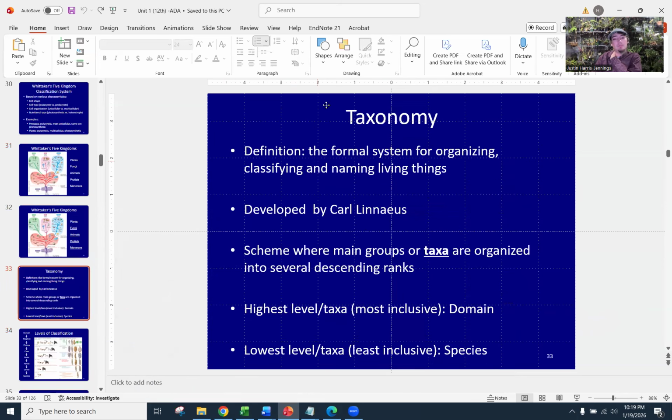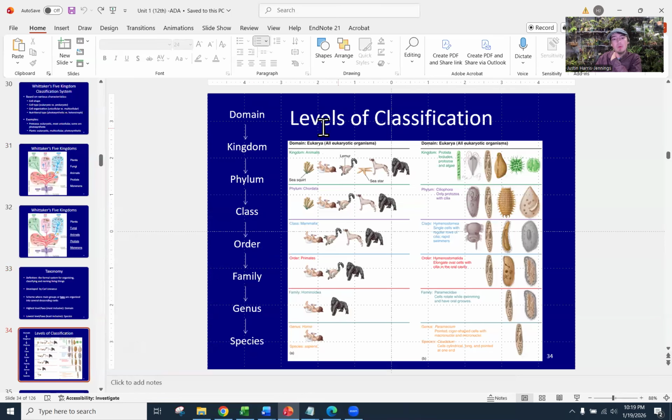And so we use a taxonomy system to classify and name these organisms and to talk about how they are related to one another. This taxonomy uses a hierarchy where things have a broad description and then a more exclusive description, where we have domain, kingdom, phylum, class, order, family, genus, species, where domain has the most variety. And as you get closer to species, it gets to one individual organism.